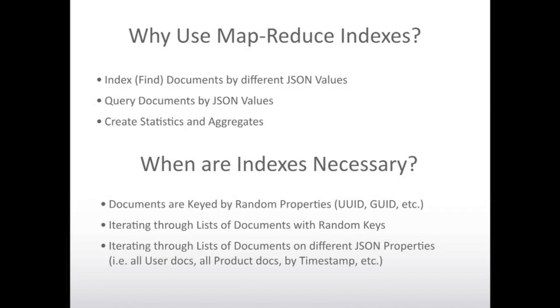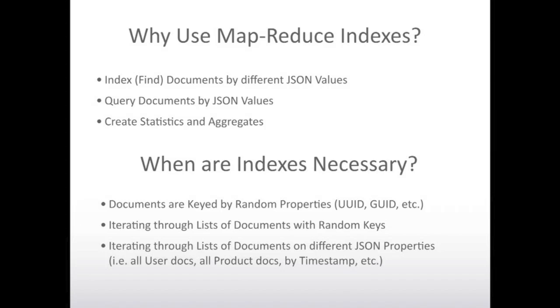So why do we use these MapReduce indexes? First of all, it's because your schema is flexible and your data can vary from document to document. It's very much like the semantic web. And so if you want to be able to find documents by different JSON keys, you use a MapReduce index. If you want to query for documents based on many different JSON keys and values, again, you're going to need a secondary index, a MapReduce index. And if you want to create statistics and aggregates, that's the other reason you would use MapReduce, specifically the reduce.